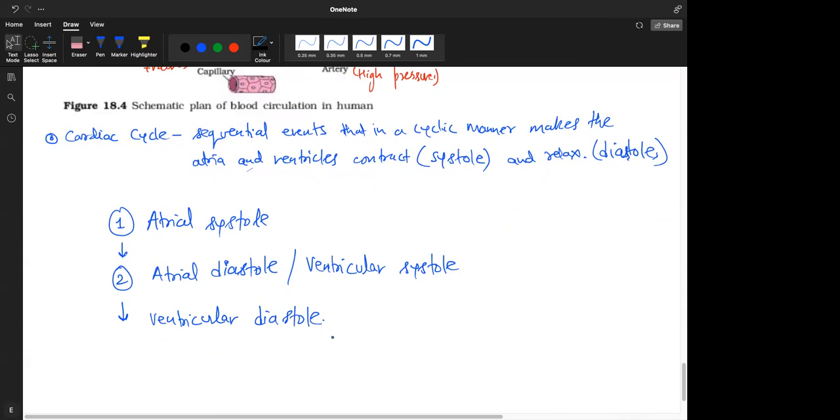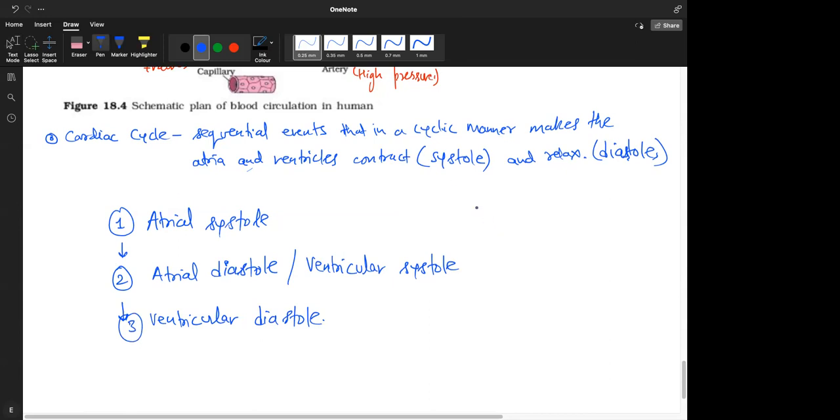Okay, is that clear? Okay, so this is the third part. So this is a sequence.